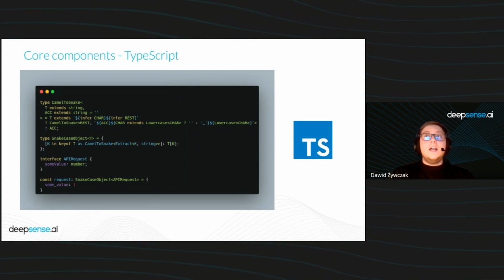In the T3 stack, TypeScript plays a central role by ensuring end-to-end type safety across the entire application. It allows developers to define types for components, APIs, and database queries, creating a consistent and reliable development environment.